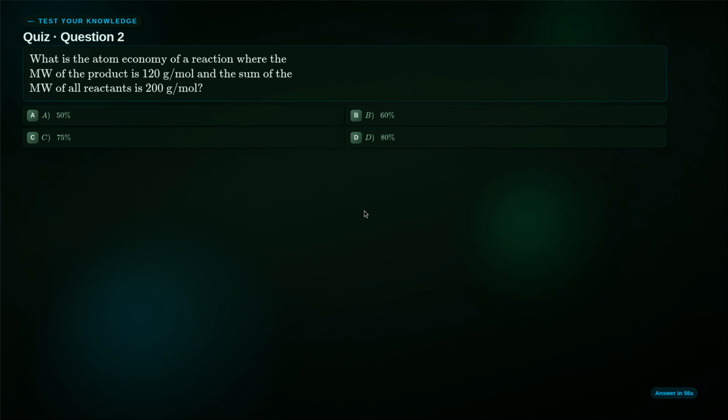Quiz question 2. What is the atom economy of a reaction where the molecular weight of the product is 120 grams per mole and the sum of the molecular weights of all reactants is 200 grams per mole? Option A, 50%. Option B, 60%. Option C, 75%. Option D, 80%. Apply the atom economy formula to calculate your answer.